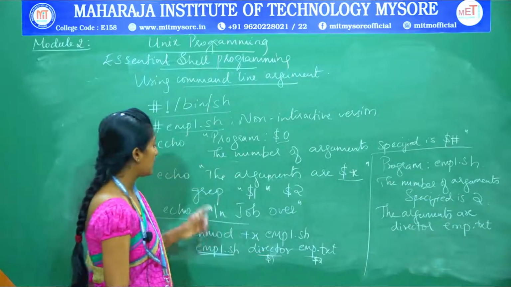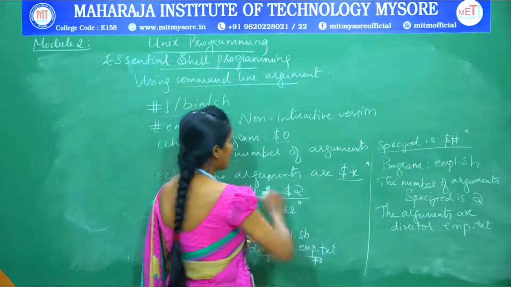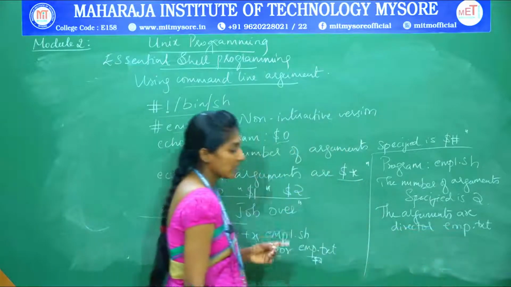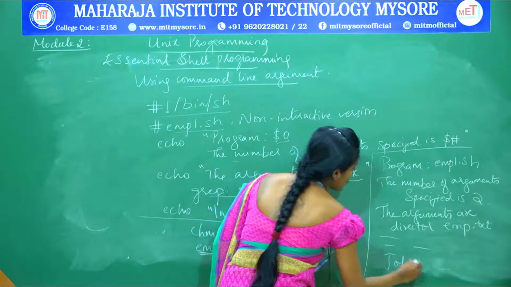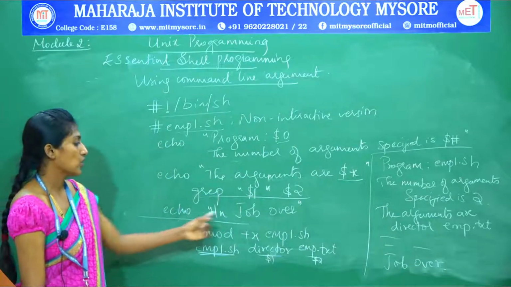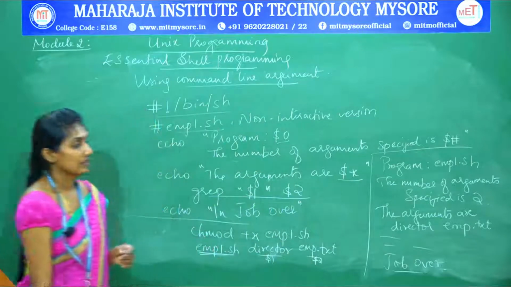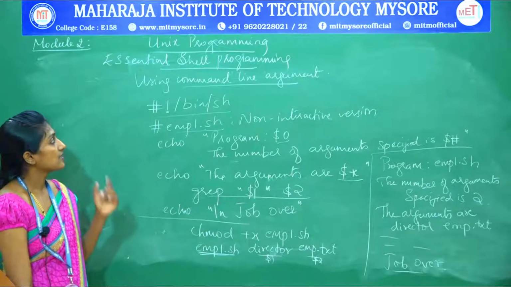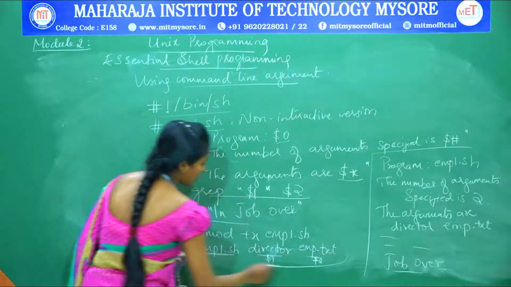So this is the output, and after that this is going to get executed. So wherever the director pattern is there in the emp.txt, those lines will be displayed, and after that it will display job over. That is what I have displayed here with echo job over. So this is about how to use positional parameters, that is, using command line arguments.